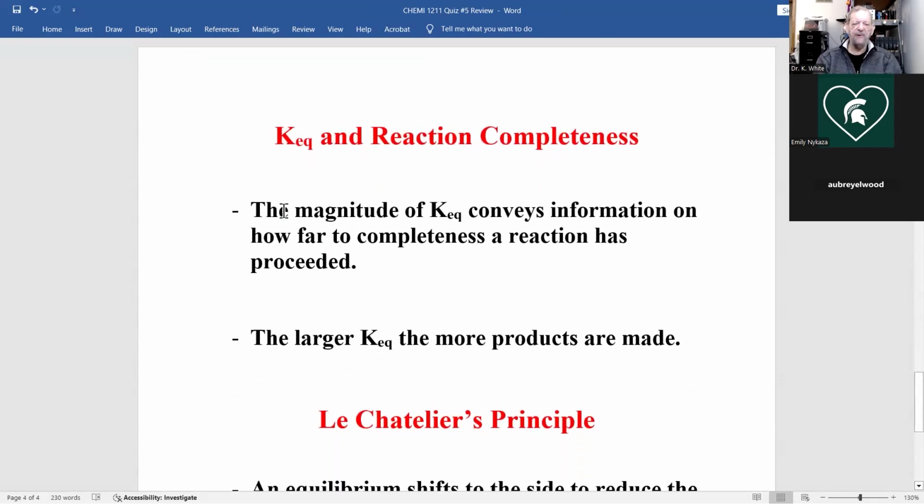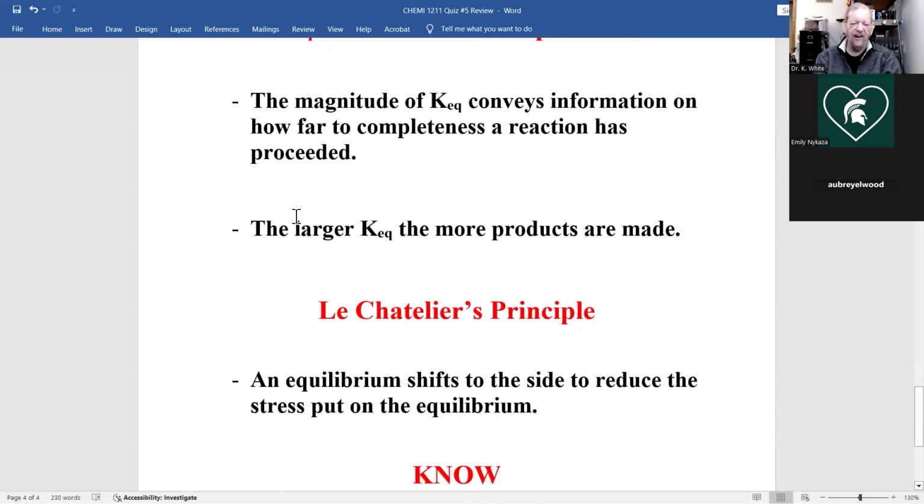Now, the equilibrium constant KEQ tells us how complete the reaction is, or which way it goes in an equilibrium. Which do you get more of? When you mix these together and it's at equilibrium, are there more reactants or products? And you should know the larger KEQ is, the more products there are. The smaller it is, less than 1, the more reactants.